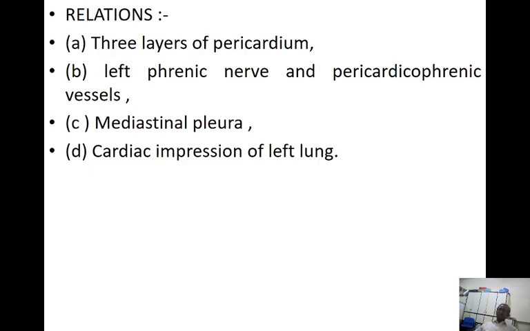Relations: three layers of pericardium, left phrenic and pericardiophrenic vessels, mediastinal pleura, cardiac impression of the left lung. These are the relations of the left surface.